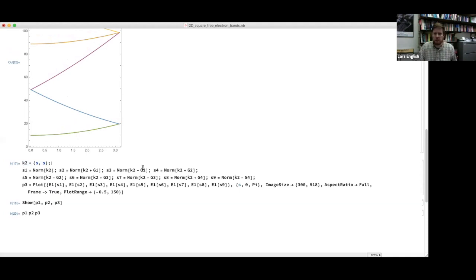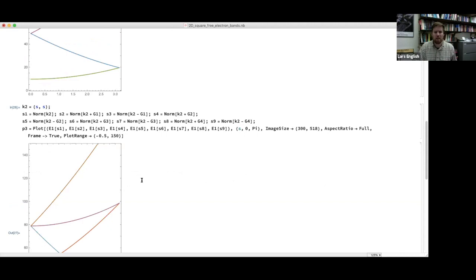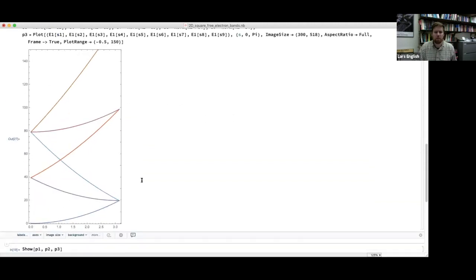I'm going to basically be doing the same thing, right? So basically first here, evaluating the various magnitudes of those combinations, and then plugging them into the energy formula, which is basically just squaring those magnitudes. So when we do that, then we get this picture. Okay, so there we go.